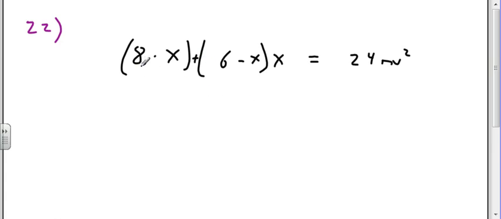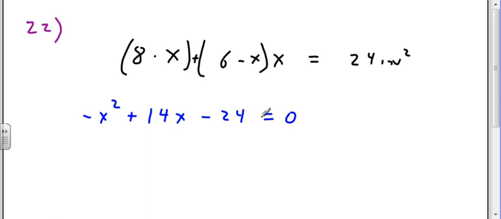Okay, so we have 8 times x would be the area of the 8-inch guy, and then the area of the 6-inch guy would have to be 6 minus x times x, and that all is going to come up to 24. Alright, so now that I got the equation correct, now I can say that 8 and 6 is 14x, and I can say that that's minus x squared plus 14x minus 24 is going to be 0.